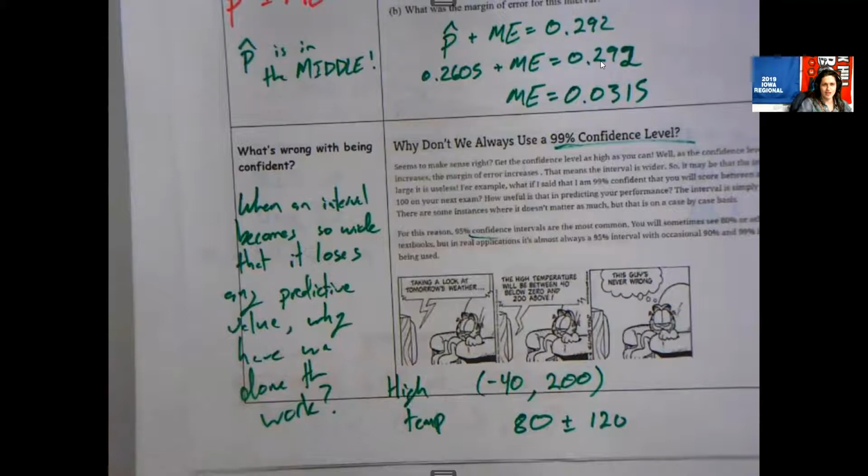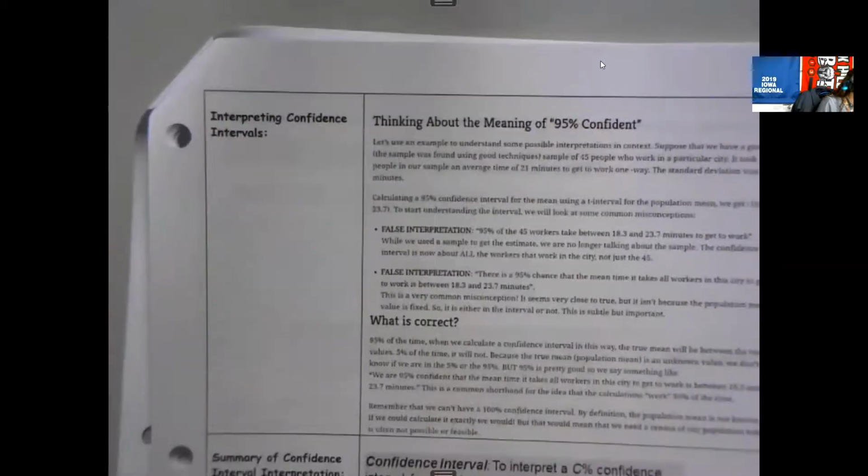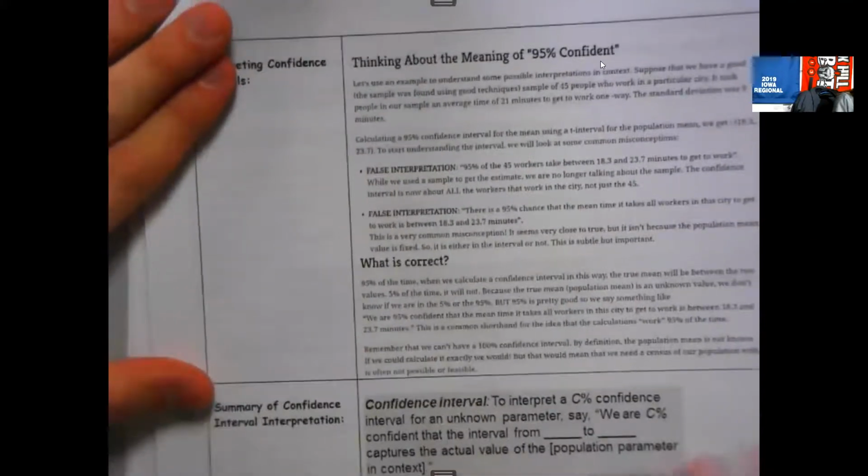Intervals help you make changes. They help you see if I've done something right. Do I need to change something? You make confidence intervals not just for funsies, to see where things are at. People make decisions based on these things. There's some reading here about 95% confidence that I'd like you to do. Go ahead and read this.